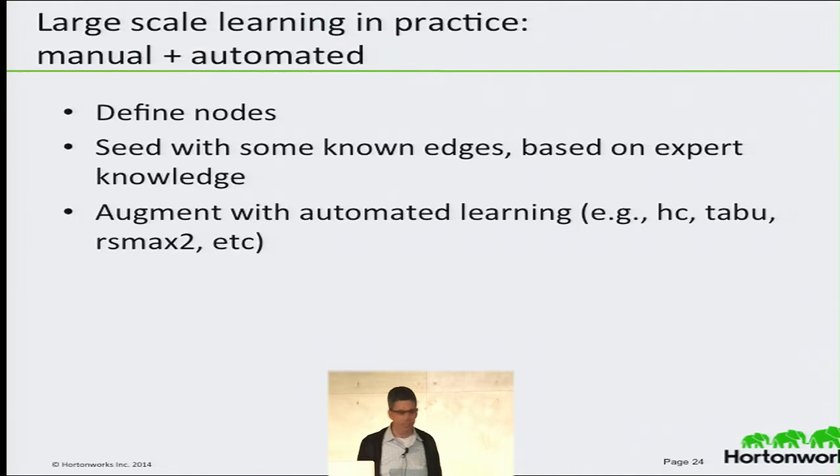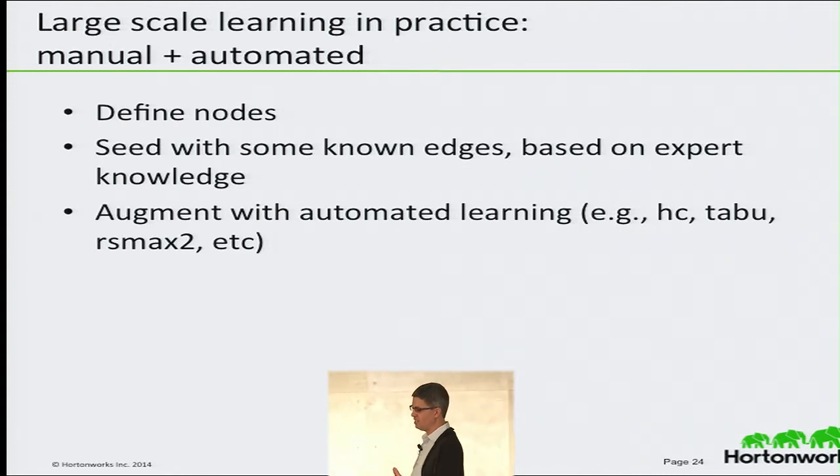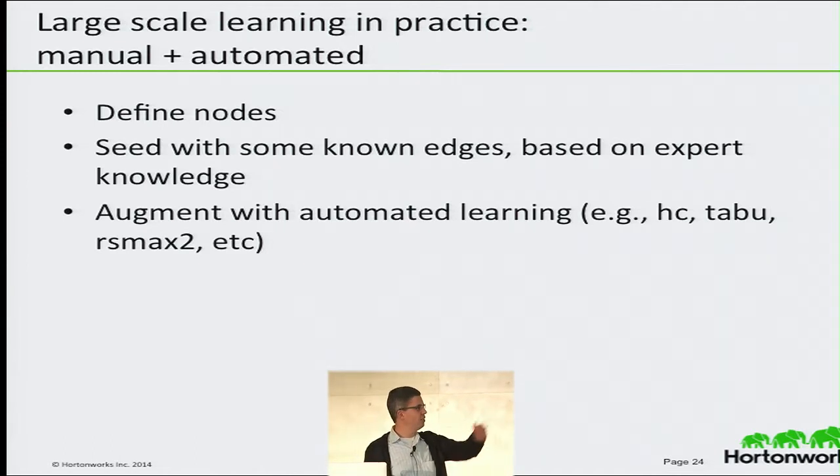Well, to learn, what I found very useful is you define the nodes, and then you get an expert to give you some seed, some of the known edges. You do that as much as possible, because the more you do that, the better the automated learning works. But you can't do that for everything. So as much as you can, get expert knowledge and seed it, and then use some automated learning, like HC or Tabu or some of the other algorithms available to learn at large scale.